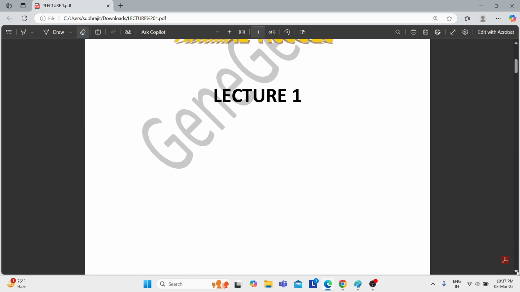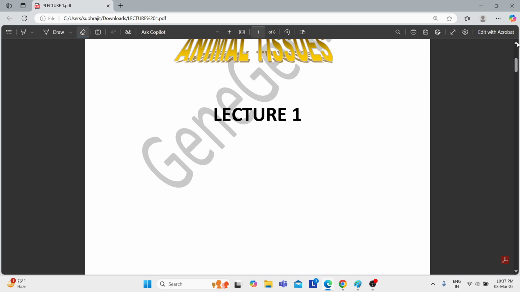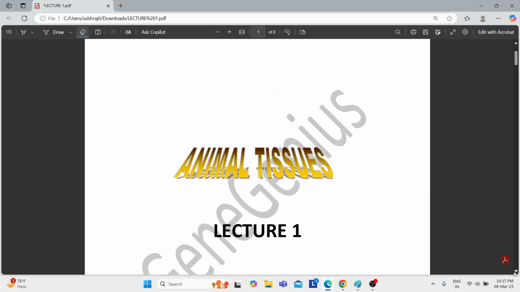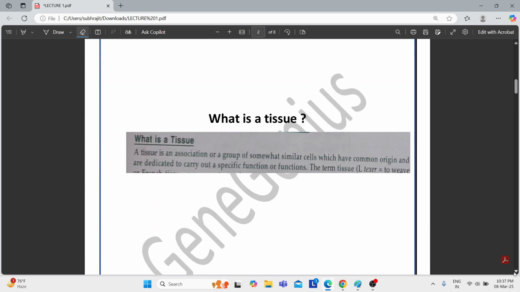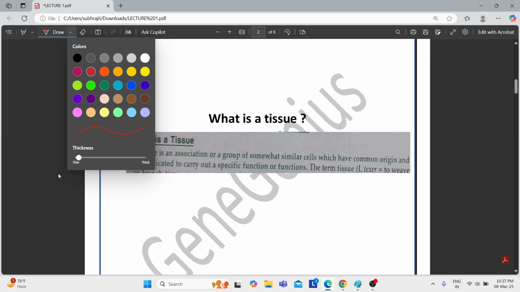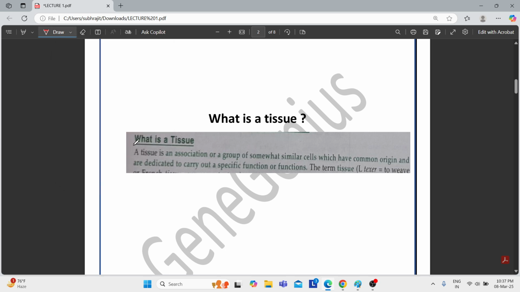So let's begin the lecture. This is lecture number 1 of animal tissues. So what is a tissue? First of all, we need to know what is a tissue. A tissue is basically an association or a group of somewhat similar cells which have common origin and are dedicated to carry out a specific function or functions.